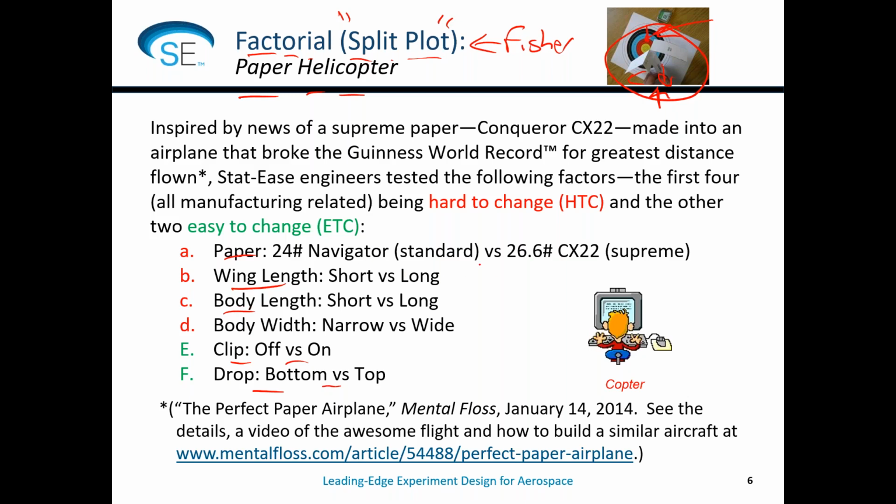So there's actually two responses. Well, it turns out that the design of the helicopter, which involves some cutting and folding and so forth, is the hard part. And so if you're able to restrict the randomization by declaring these design elements hard to change, and then the easy to change is actually whether to put the paper clip on or off once you've built the airplane, and then dropping it from the bottom or top, that's easy. So we're able to restrict the randomization on this using a split plot, and I'll show you what I mean. It'll be more clear when I pull this up.